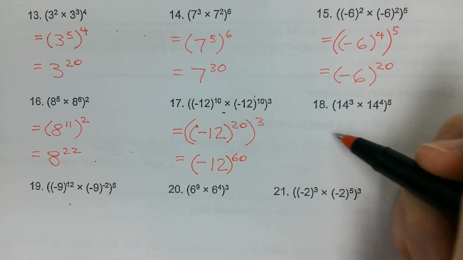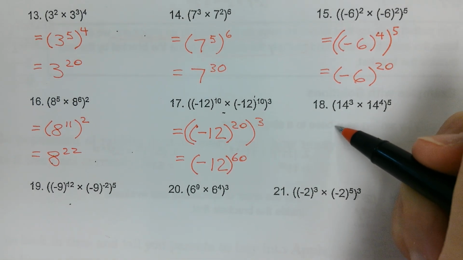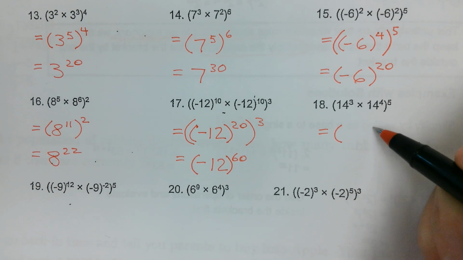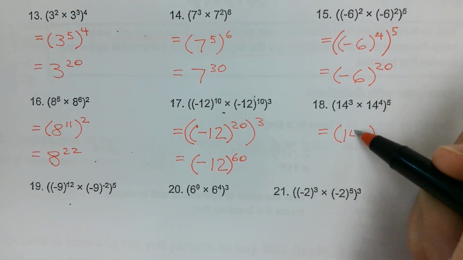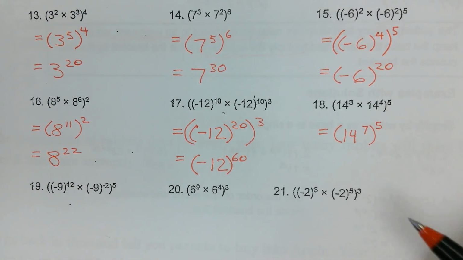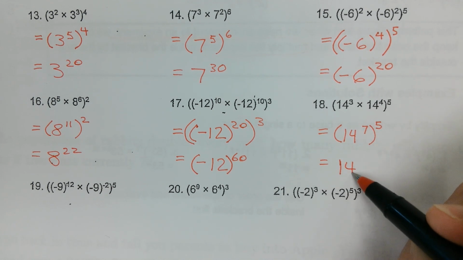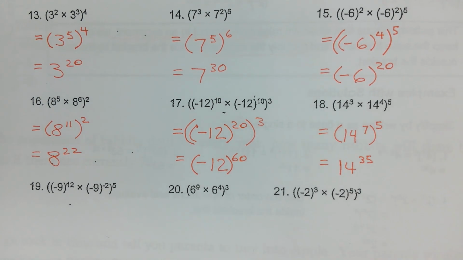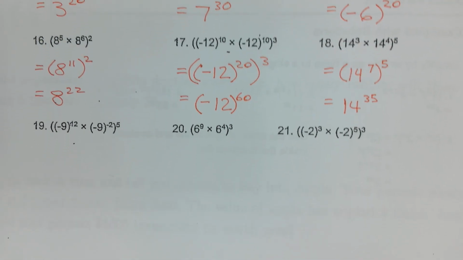Annie, number 18. Okay, brackets. What do I put inside the bracket? 14. Good. So then I get... perfect. That's it. You guys are doing amazing.